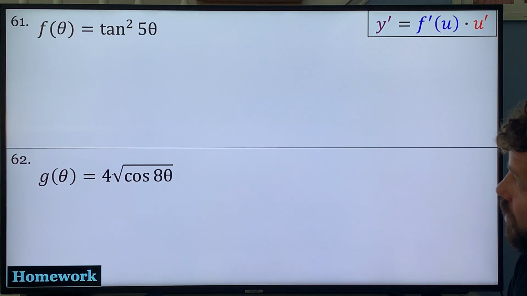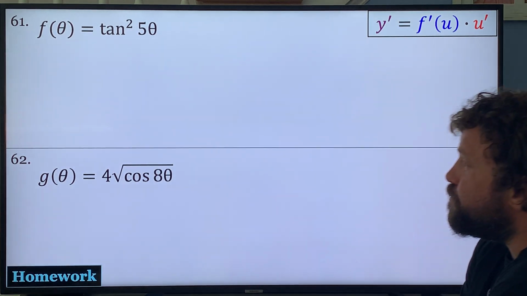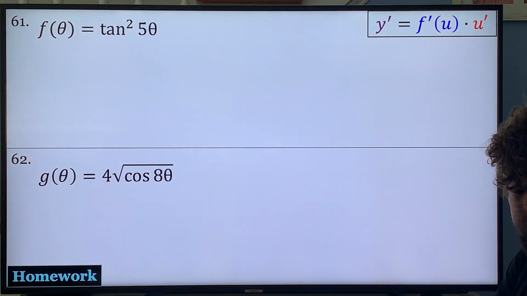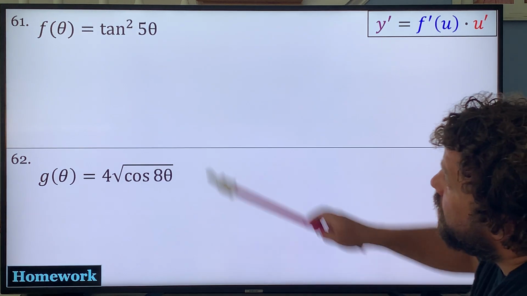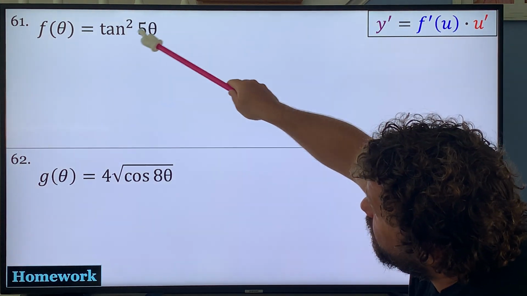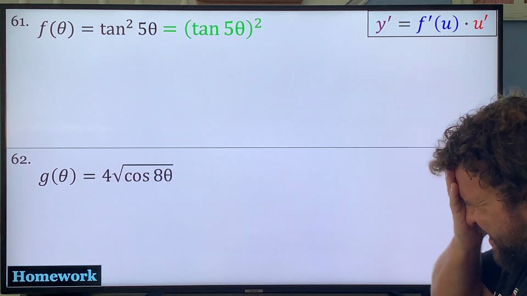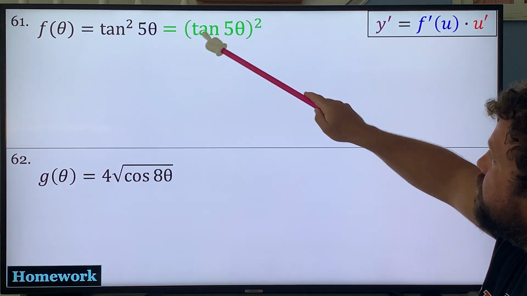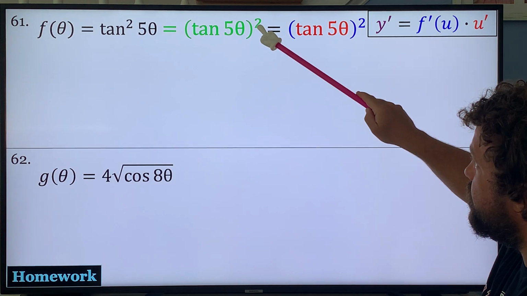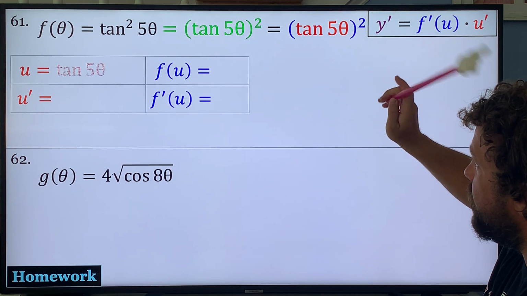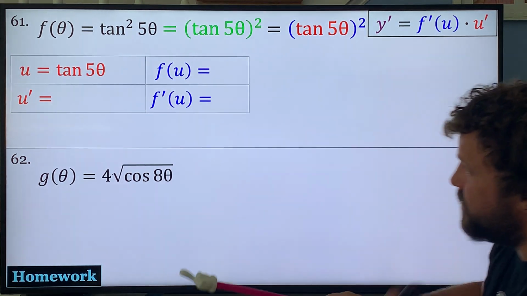All right, these were your homework problems. Ready? Rewrite this. Since the square root is here, we're squaring the whole entire thing, so it's tan 5 theta quantity squared, not t squared. That's our u, as you can see, and our f of u. So tan 5 theta is our u.